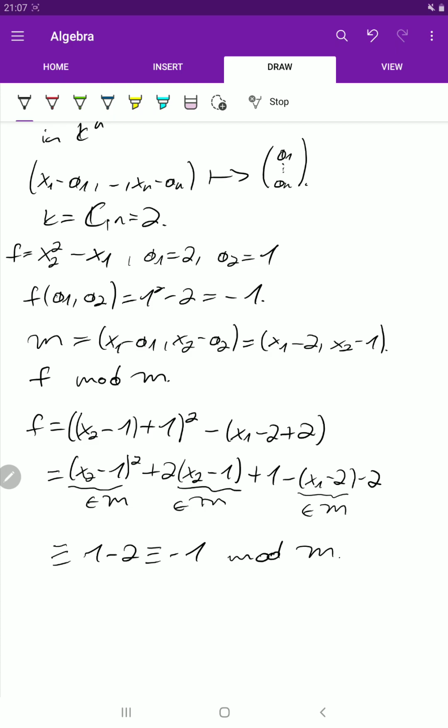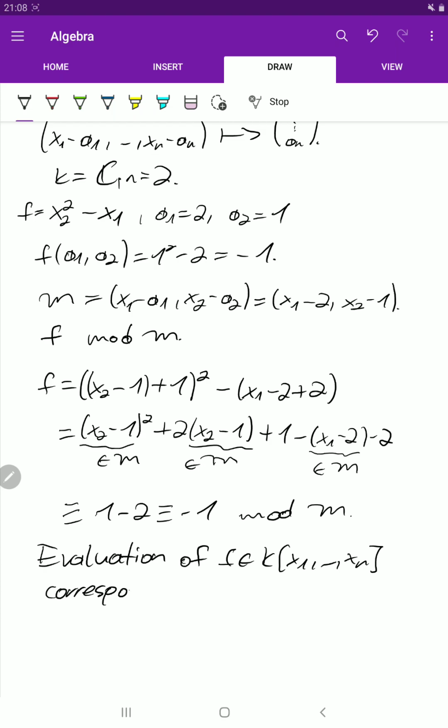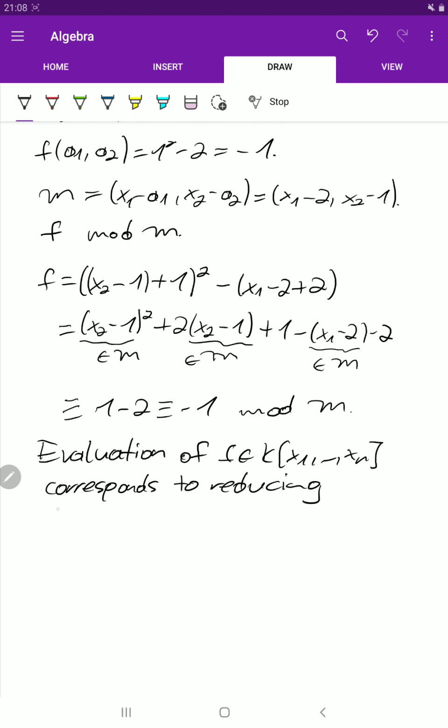So what we see here is that evaluation, and this holds more generally, so evaluation of f in K[x1, ..., xn] corresponds to reducing f modulo (x1 - a1, ..., xn - an).